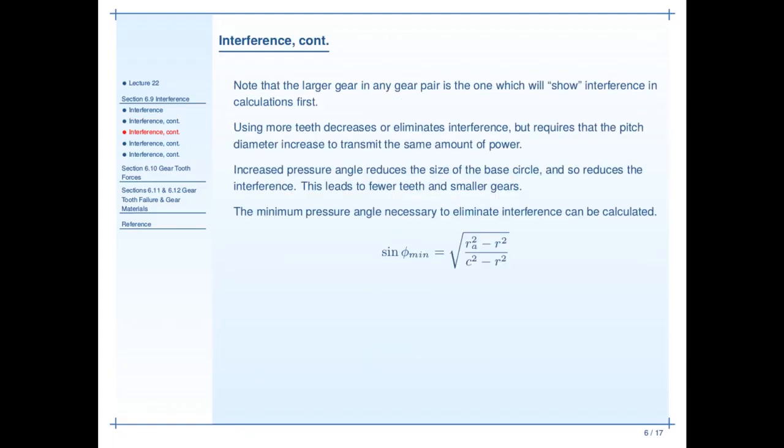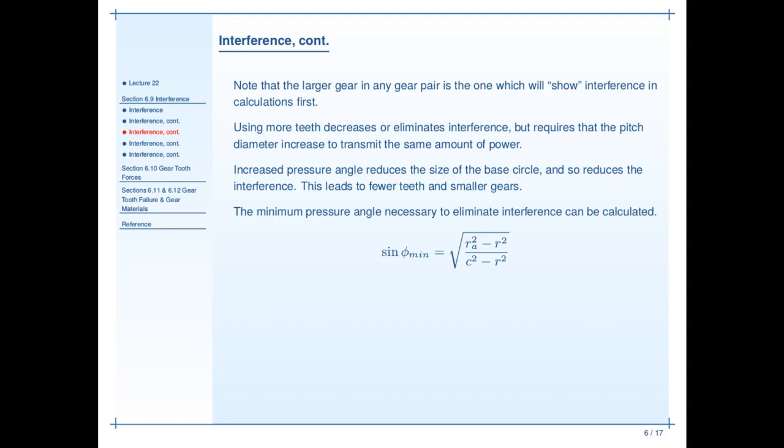As we said, the larger gear in any gear pair is the one that will show interference when you calculate those maximum addendum radii first. So always go ahead and check the larger gear. We can get rid of or eliminate the interference by using more teeth, but then that requires that the pitch diameter for our gears increases to transmit the same amount of power. We'll take a look at how you calculate the power and the forces a little bit later in this lecture.